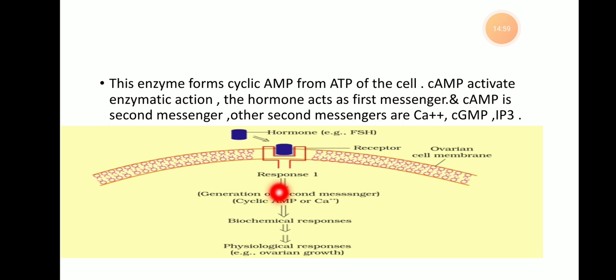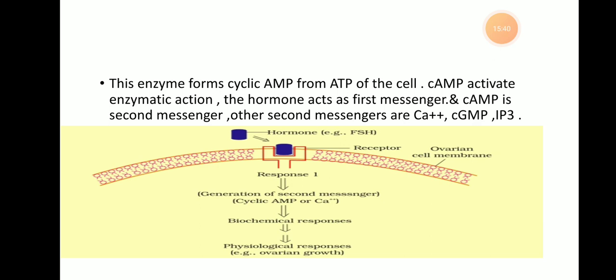This cyclic AMP activates enzymatic action. The hormone acts as the first messenger and cyclic AMP as the second messenger. Actually, other second messengers which are also involved in this reaction are calcium or maybe IP3, inositol triphosphate. So the mode of action of the hormone through the membrane takes place by means of the receptor.